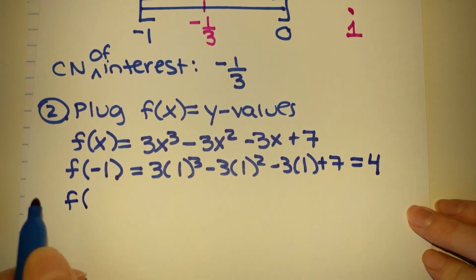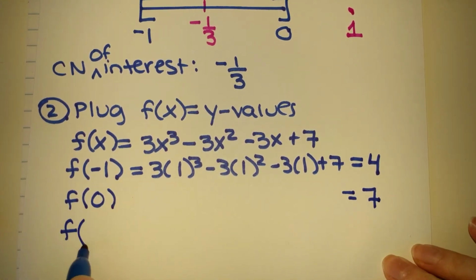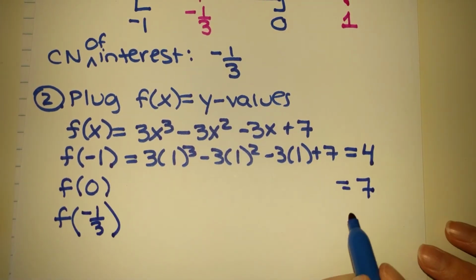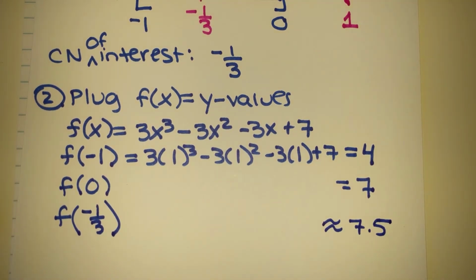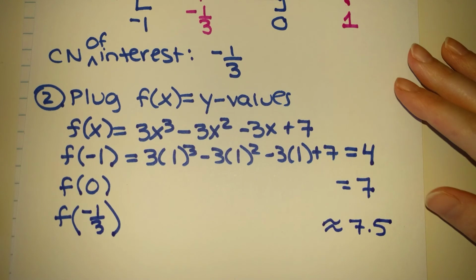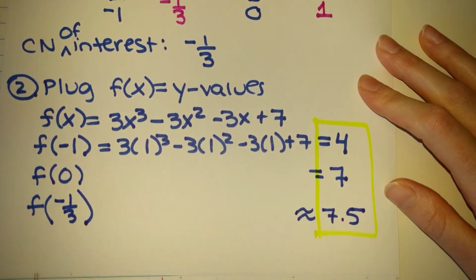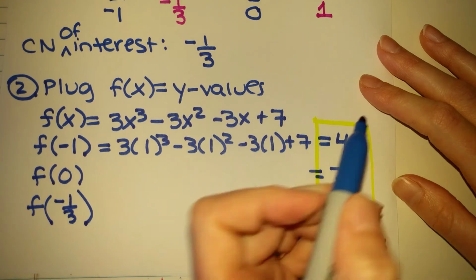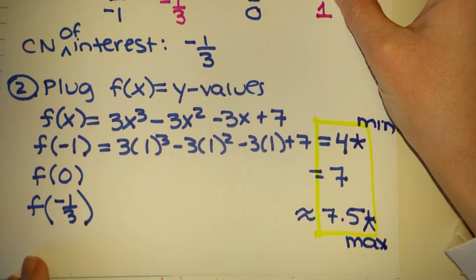Doing the same for the 0 endpoint, we will get 7, and plugging in for f of -1/3, we will get approximately 7.5. So at this point, what we do is we compare these three numbers, so our y values, and we see that the highest y value is the 7.5, so that is our max, and our smallest y value is 4, so that would be our minimum on that interval.